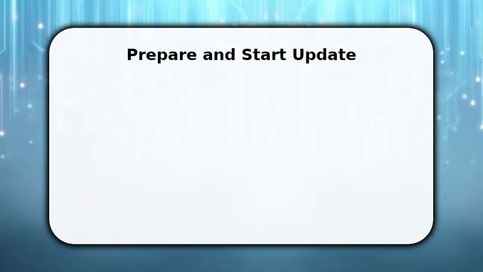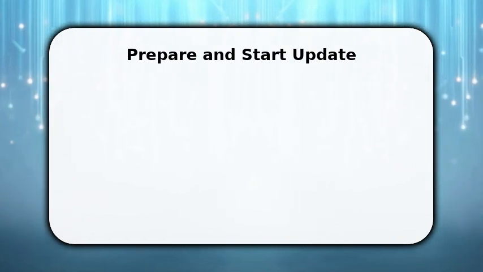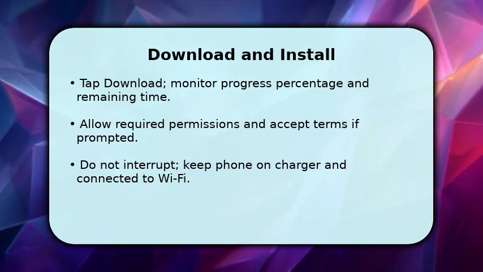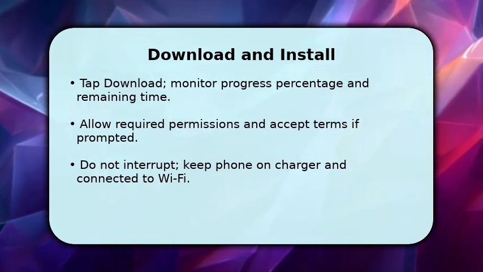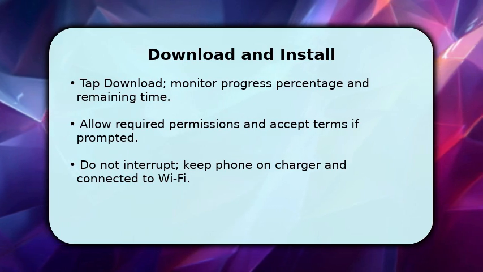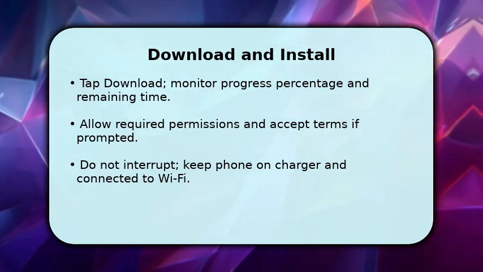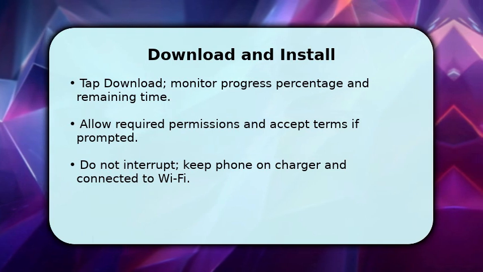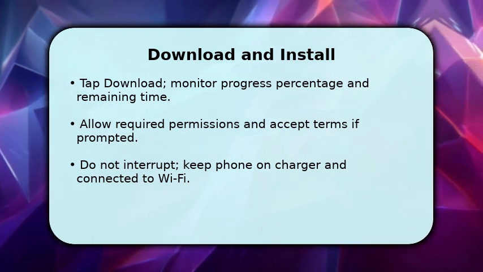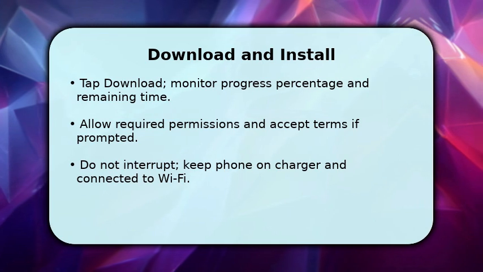You tap Download and watch the progress percentage. This phase pulls the new OS files to your device. While it downloads, make sure permissions or terms are accepted so installation can proceed without prompts. Once the download completes, choose Install Now or Schedule for later if you need downtime.